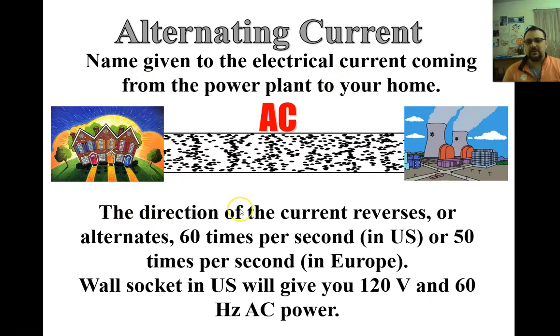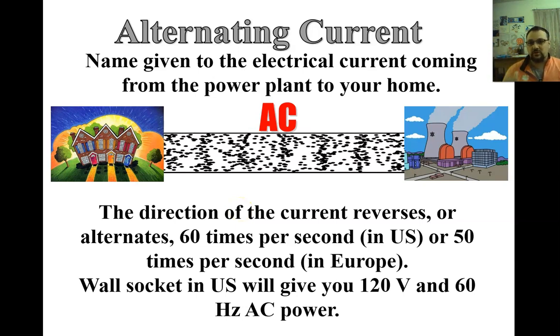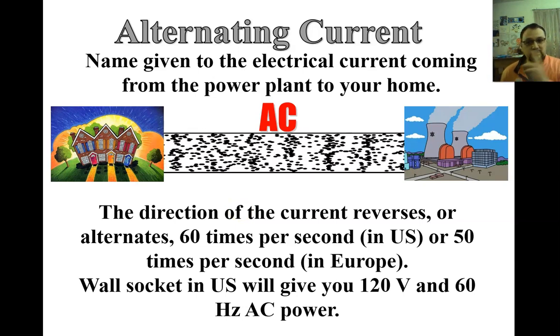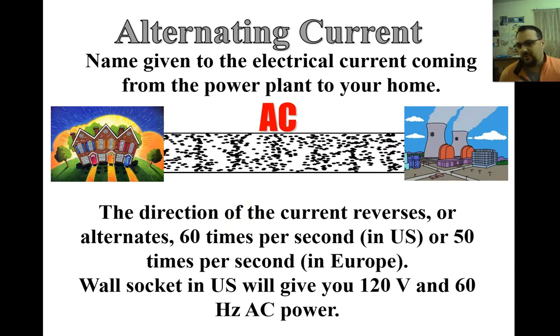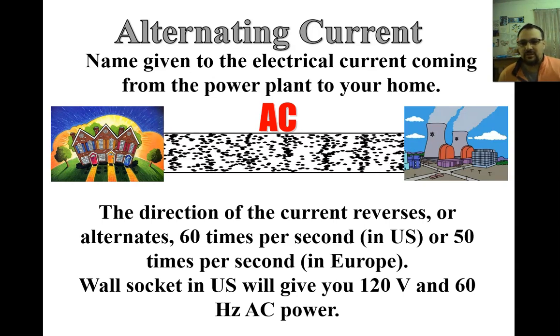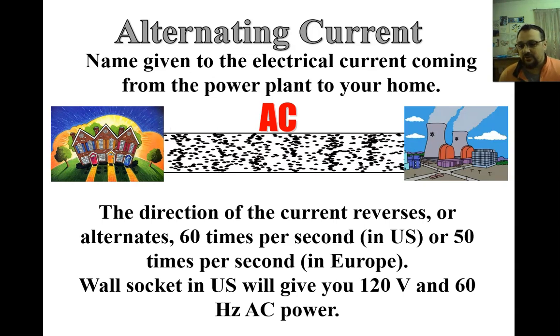Now, the direction of current is going to reverse. Instead of having direct current flowing in one direction, we have alternating current, which changes, goes back and forth. And it goes back and forth in specific cycles. It alternates 60 times per second here in the US, or 50 times per second in Europe, and at different rates in other places, depending on who set up the network. A wall socket in the US is going to give you 120 volts at 60 hertz AC power.